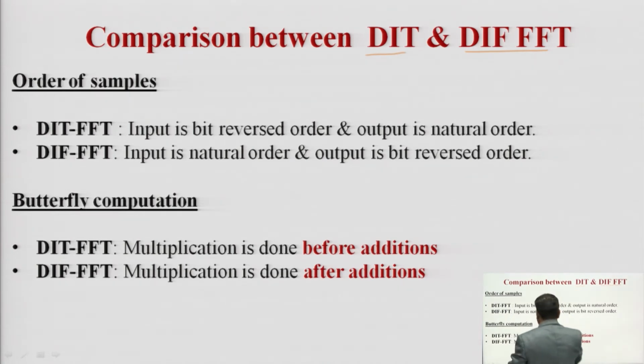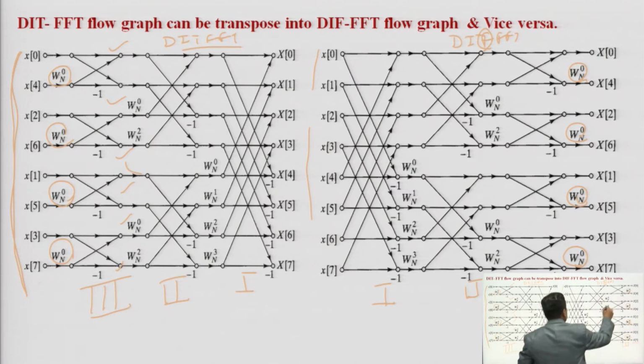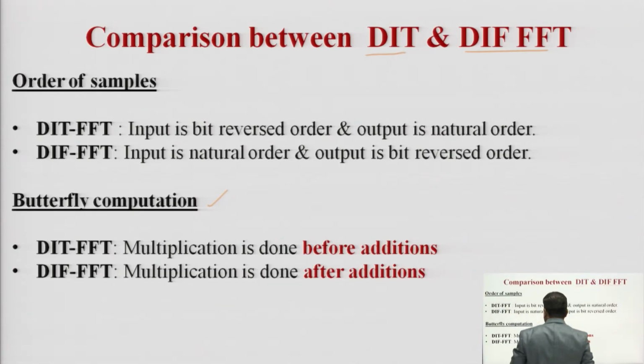Butterfly computation. In butterfly computation, you can see here, these structures are generally butterfly. You can observe that multiplication is done before the addition in DIT-FFT, while in case of DIF-FFT your multiplication is done after the addition. So, this is another big difference between the DIT-FFT and DIF-FFT.